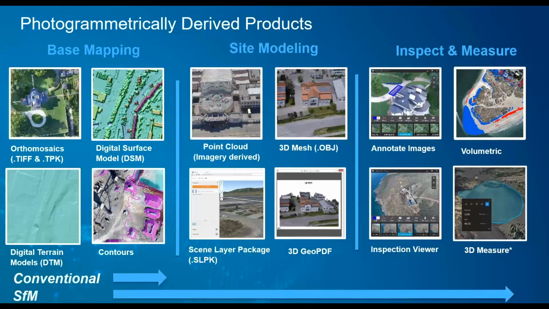If I throw those two processing types down at the bottom there, you can see my conventional triangulation does really great on the ortho mosaics and the creation of DSMs and DTMs. But if you really want to get into that detailed site modeling, that inspect and measure, it really helps if you have a structure from motion solution that we make available in all our drone processing software.